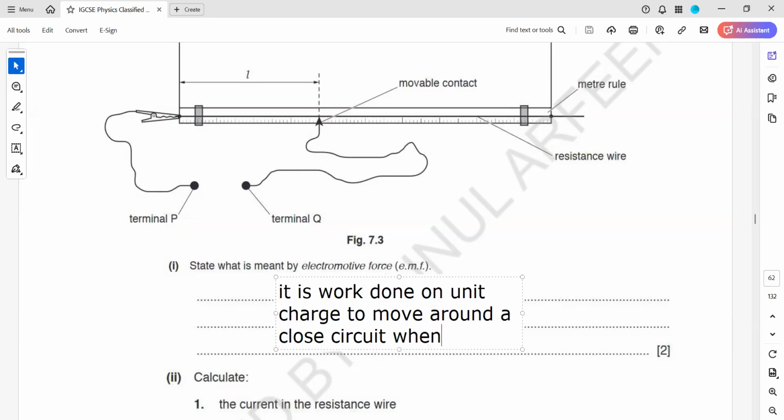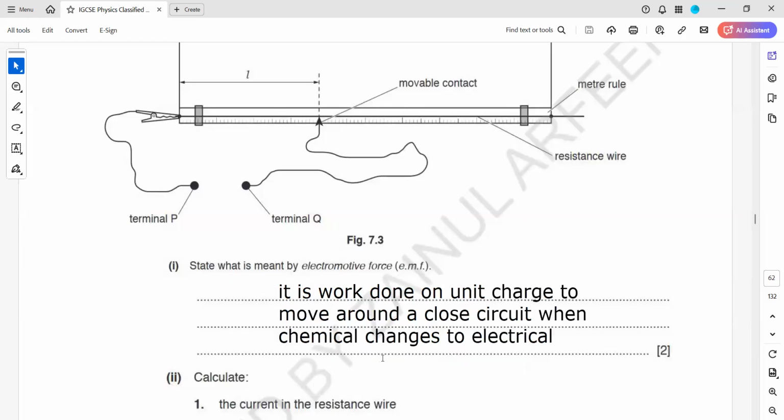when chemical energy is converted into electrical energy. So it is the work done on a unit charge when chemical energy is converted into electrical energy. What we call that is EMF. So it is the energy exerted by the battery on a charge.